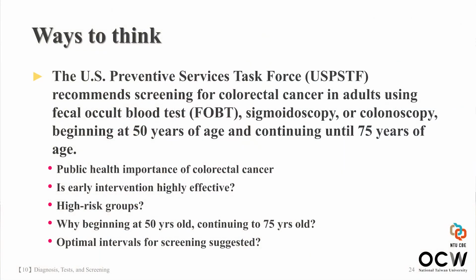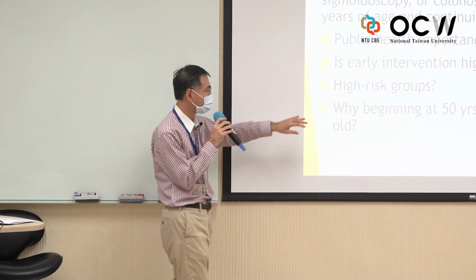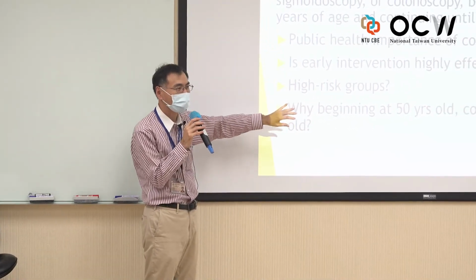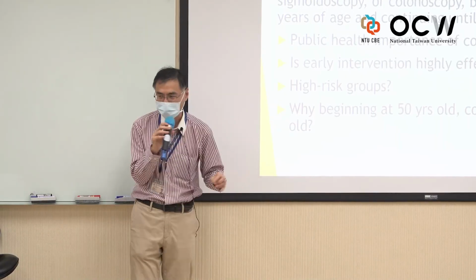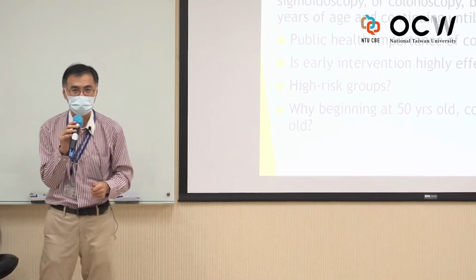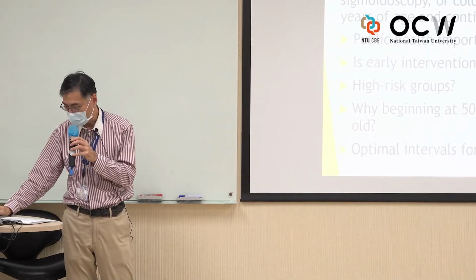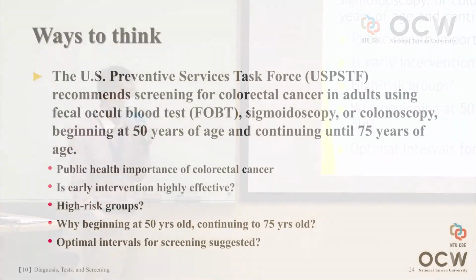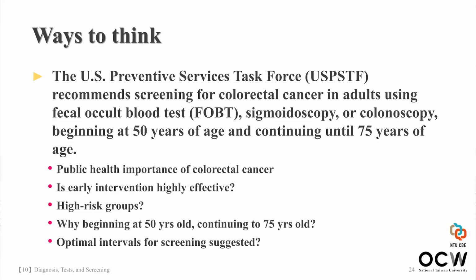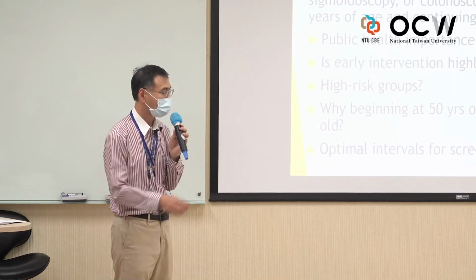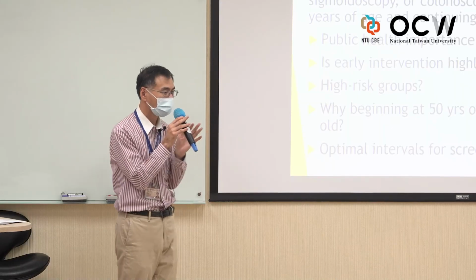Why begin at 50 years old and continue to 75 only? Because a series of studies has been done in different ethnicities, different countries, different situations. That's the best choice for the American population. The last question is, how did they identify the optimal intervals for screening? That's the PhD dissertation topic of one of my classmates, about colorectal cancer screening intervals.